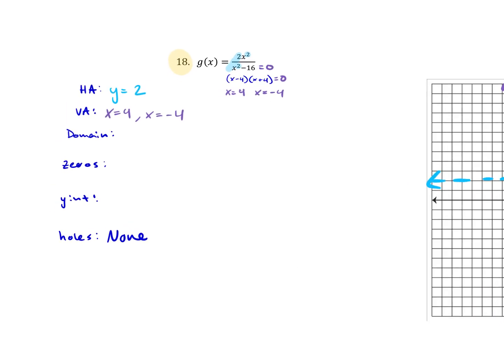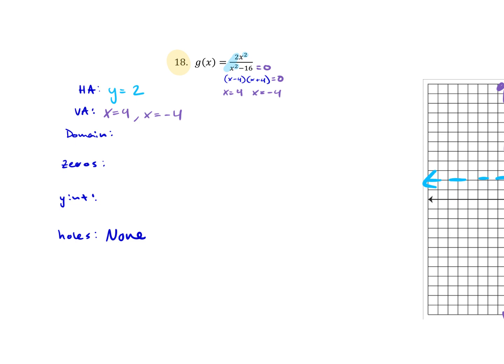What would our domain be? What is it? We set the denominator not equal to 0. So it's the same as our vertical asymptotes, but how do we put it in interval notation? Negative infinity and negative 4. Negative 4 to 4 and 4 to infinity. Awesome. Perfect.